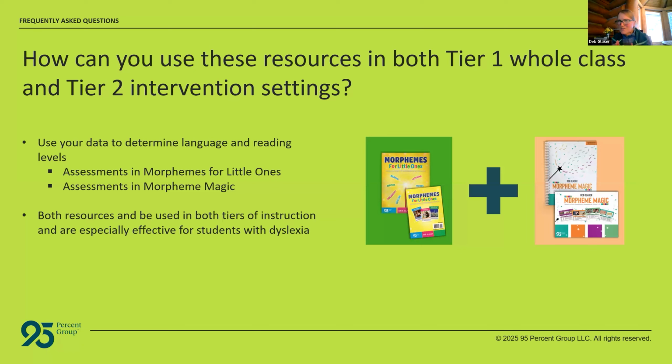And so there was a wonderful indicator that this student has this wonderful production of morphologically complex words and understands their part of speech in sentences. But they're ready to learn now an awareness of those words that they speak, starting with the compound word level. Morpheme Magic has assessments for each lesson, and those can be used for a post assessment. Both resources can be used very effectively in both tiers.